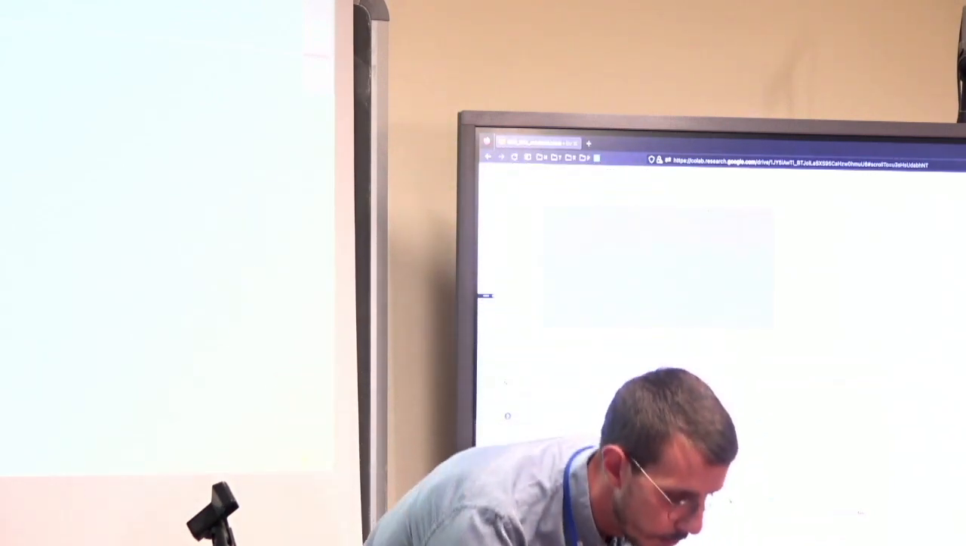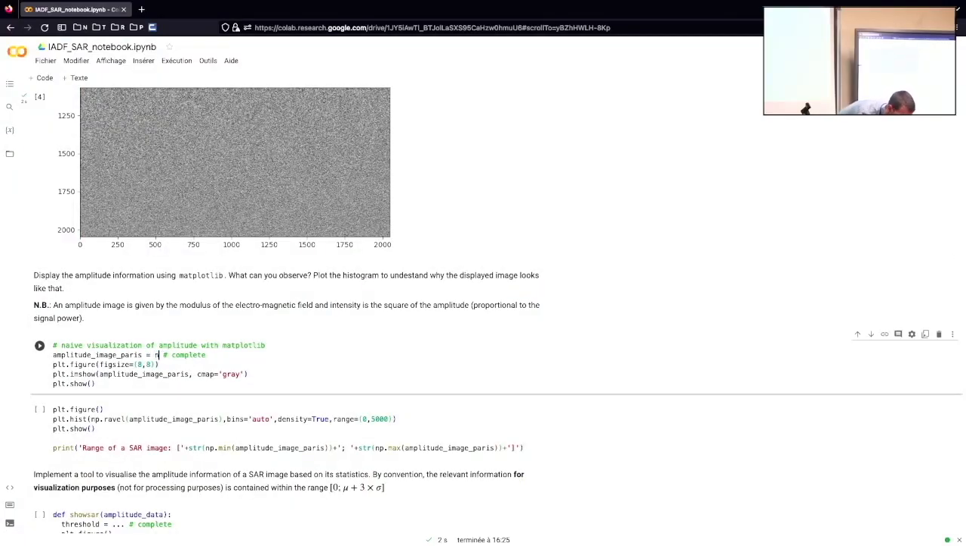So the amplitude is just the magnitude of a SAR image. In order to visualize it, we take the absolute value. If you visualize the SAR image in the naive way, you will see what happens.